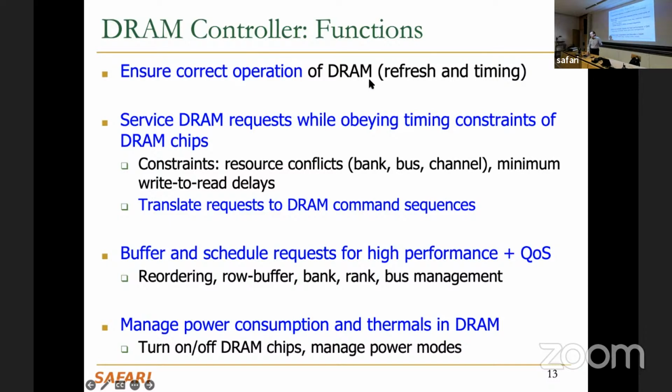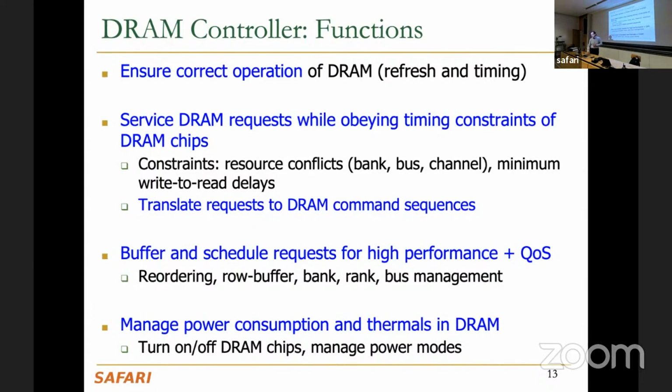Essentially, you have a lot of things to keep in mind. It's a very multidimensional problem. You need to ensure correct operation. That by itself is not easy because there are so many timing constraints, as we will see. We're not going to see all of them, but you need to do refresh at the appropriate time. You need to obey the timing constraints. On top of this, while obeying all of those, you need to service DRAM requests. And there are a lot of constraints over there. You need to keep track of all of these resources like banks, buses, channels, and different types of timing delays. And at the same time, translate requests to DRAM command sequences.